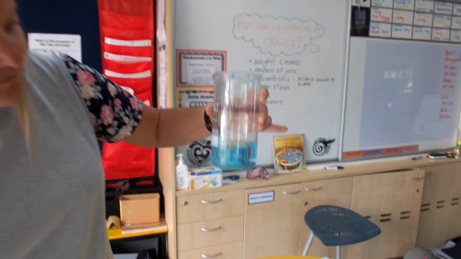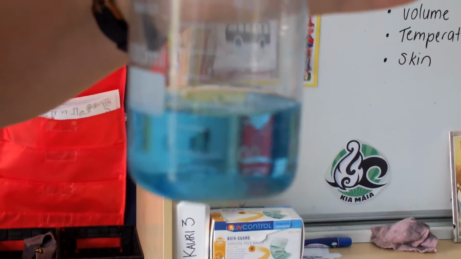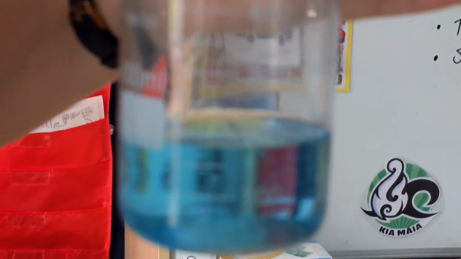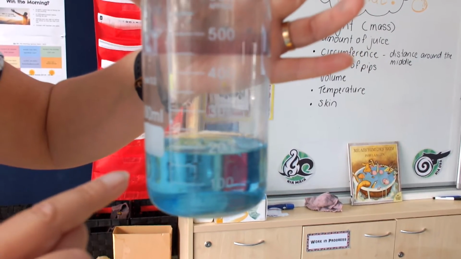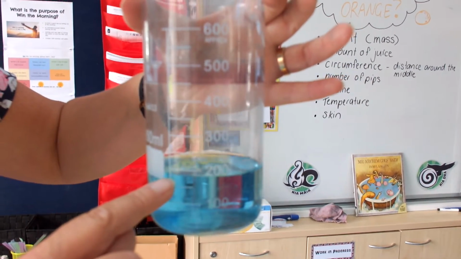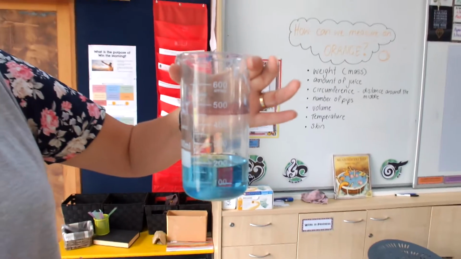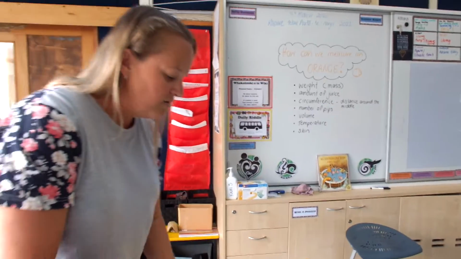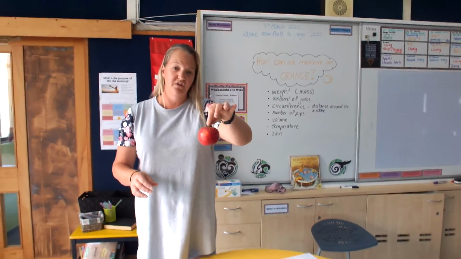Cool. So if we're reading that, I'm just trying to get it so it's, oh, that's almost 200 mils, isn't it? You can see the water of the line here. I would say if that's 150 mils, then we go 160, 170, 180, probably 190 mils there. 190 mils. So our apple displaced 190 mils of water.